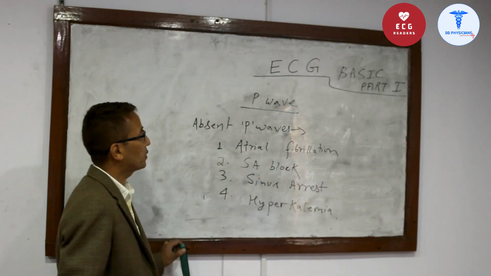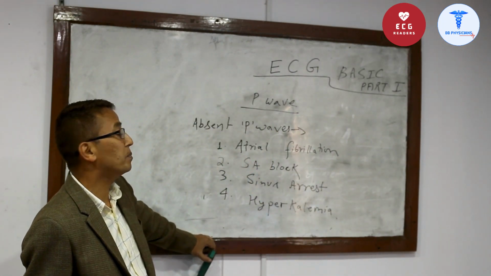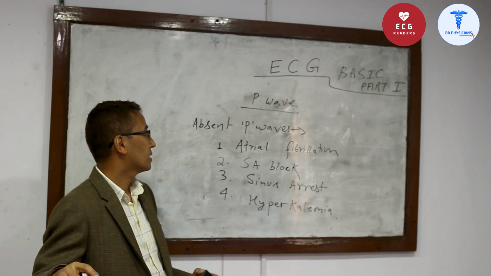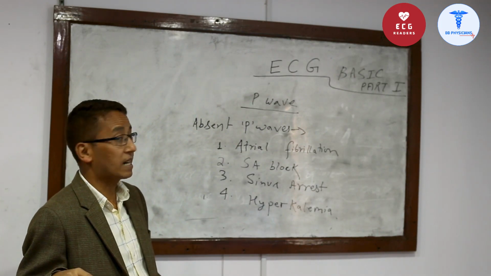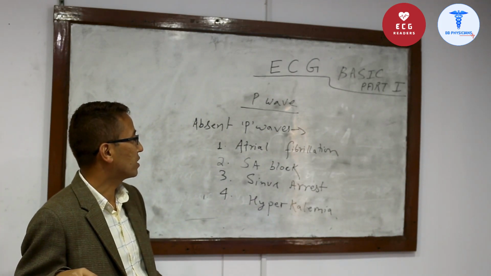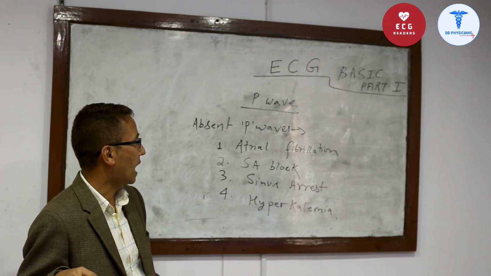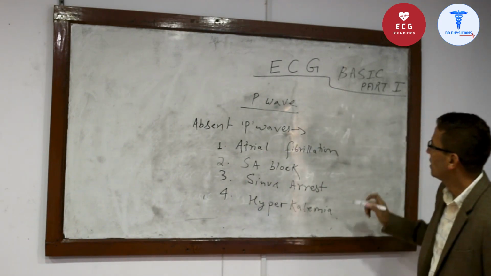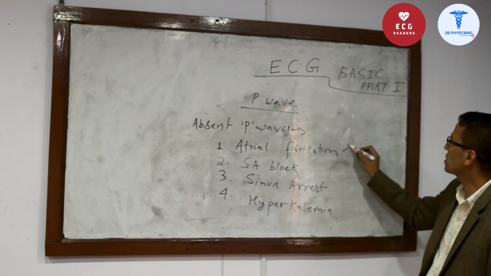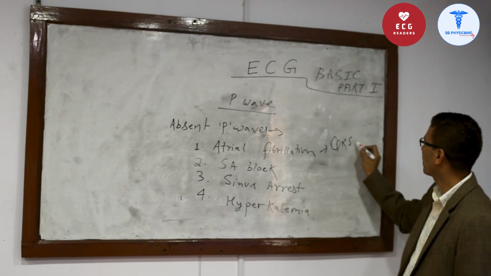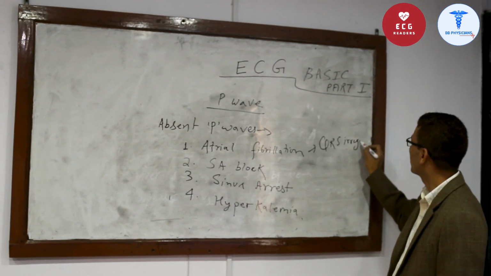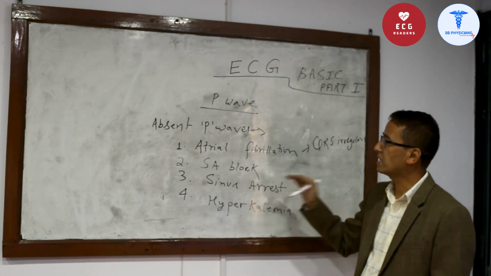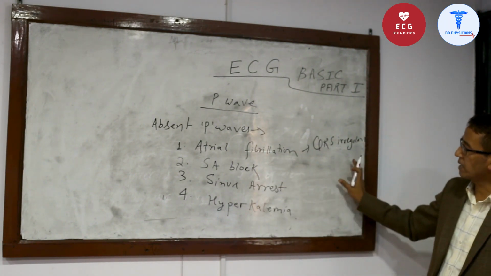So in these conditions, we may not visualize the P wave. That means it is not visualized: atrial fibrillation, sinoatrial block, sinus arrest, and hyperkalemia. In atrial fibrillation, the QRS complex is irregular. How can we differentiate? The QRS complex will be irregular.